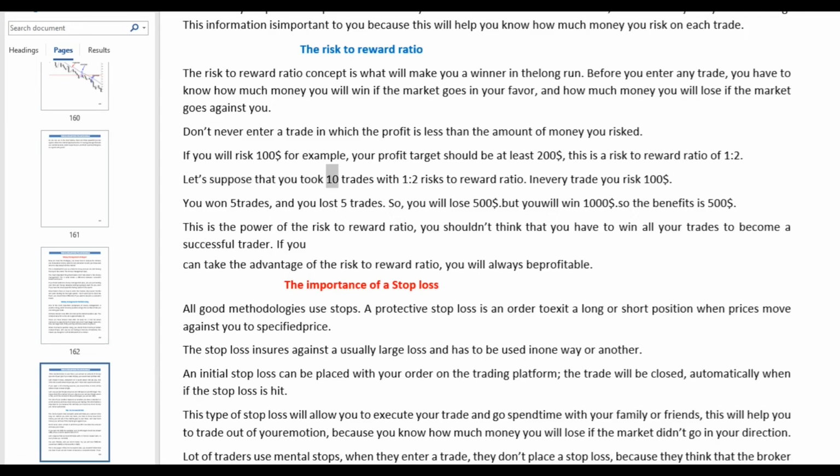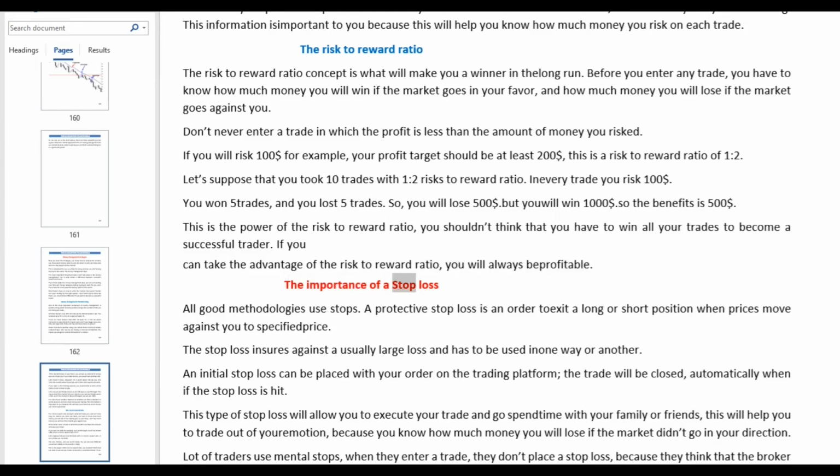Let's suppose that you took 10 trades with a 1:2 risk-to-reward ratio. In every trade you risk $100. You won 5 trades, and you lost 5 trades. So, you will lose $500, but you will win $1,000, so the benefit is $500. This is the power of the risk-to-reward ratio. You shouldn't think that you have to win all your trades to become a successful trader. If you can take advantage of the risk-to-reward ratio, you will always be profitable.